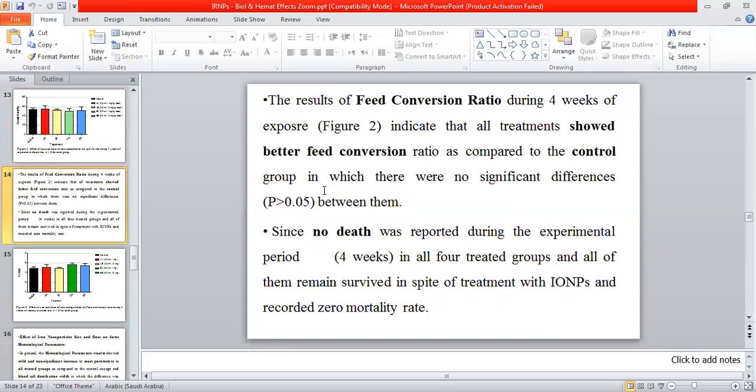With respect to the feed conversion rate or ratio, you can see the nanoparticle treated groups showed a better feed conversion ratio as compared with the control, since there were no significant differences between any of the groups studied and the control. Also, no death was recorded during the experimental period of 4 weeks, and all treated groups survived in spite of their treatment with iron oxide nanoparticles.